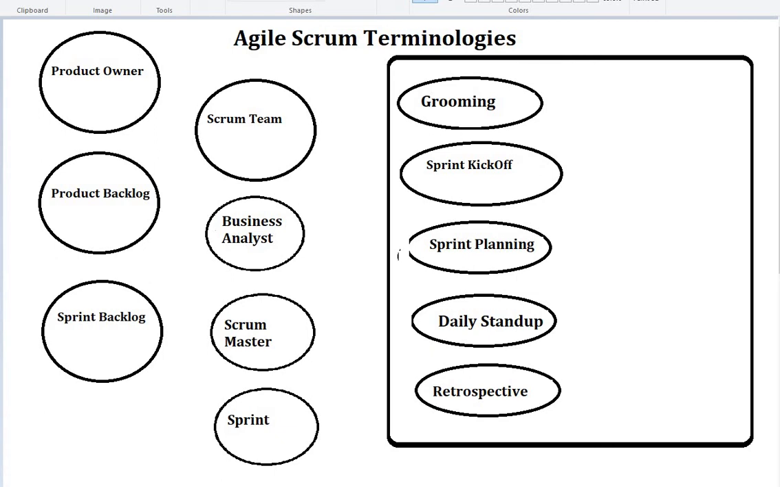Hello there. In this video, I'm going to talk about what you need to understand in order to understand Agile Scrum very well. I'll try to talk as briefly as possible in this video, and I will be talking in details of each one of these items in my following video. So basically, this is a high-level overview.